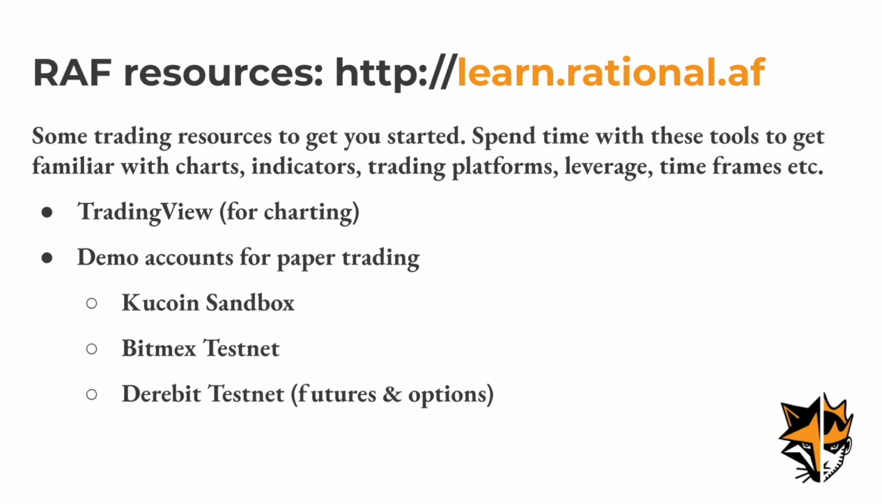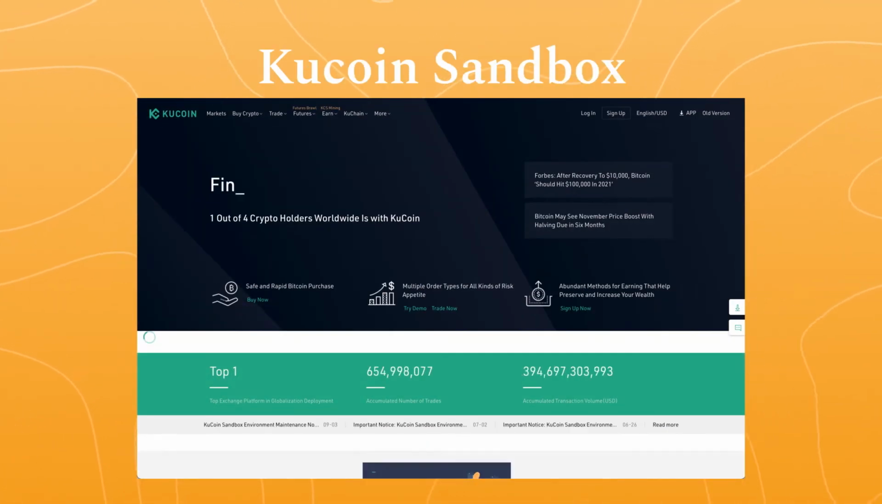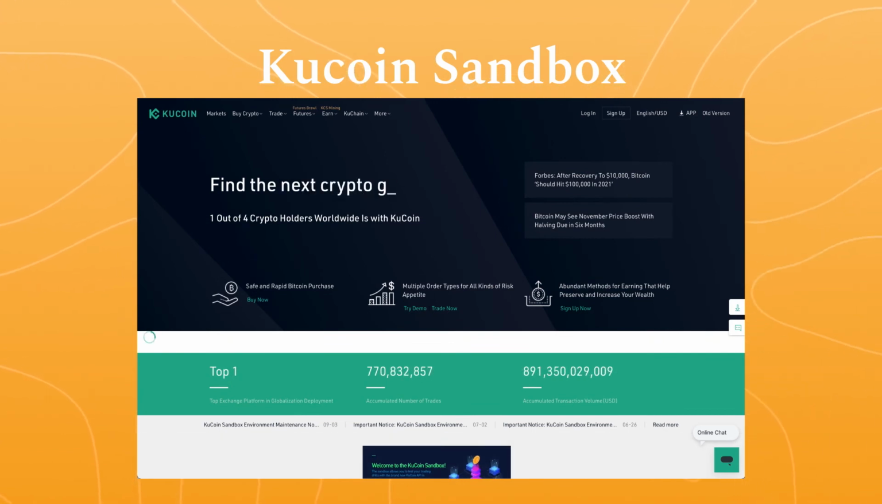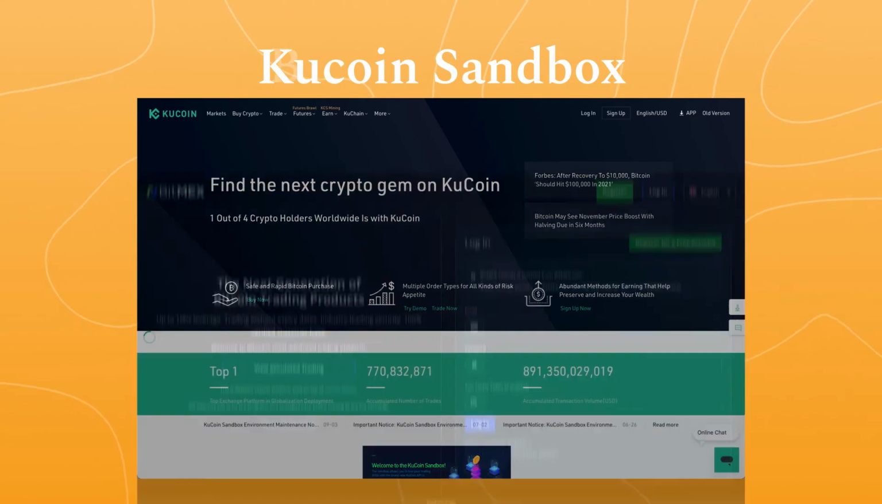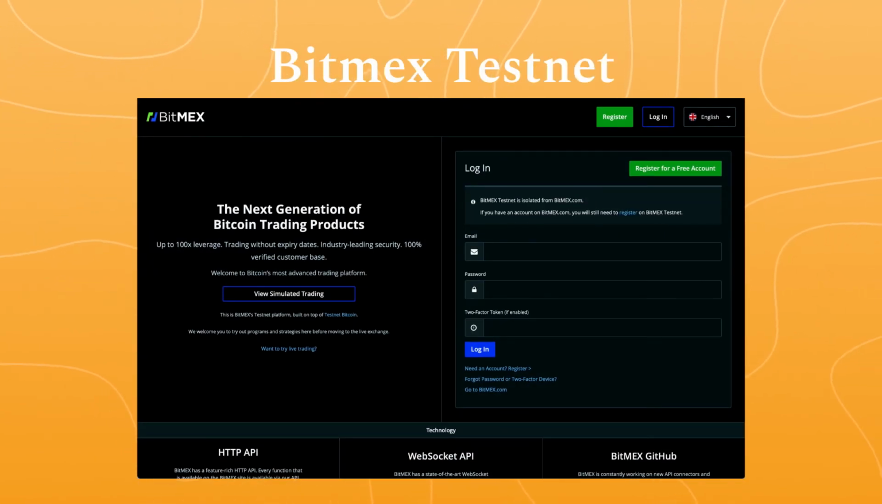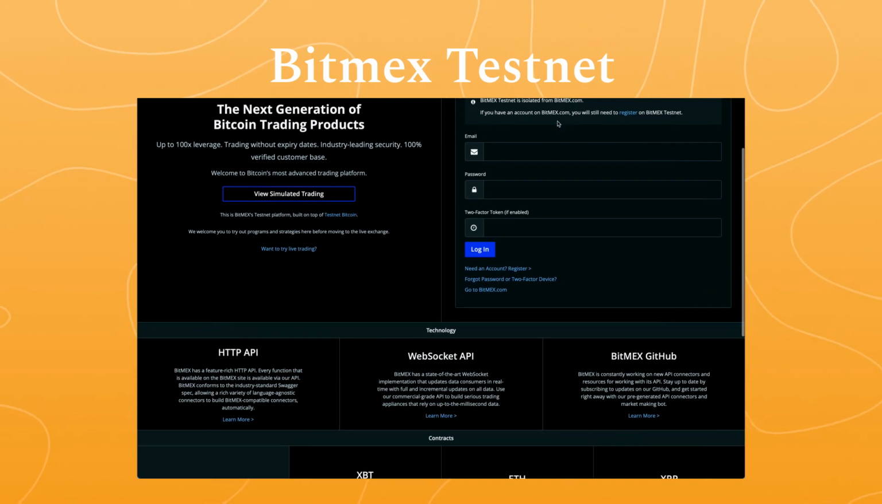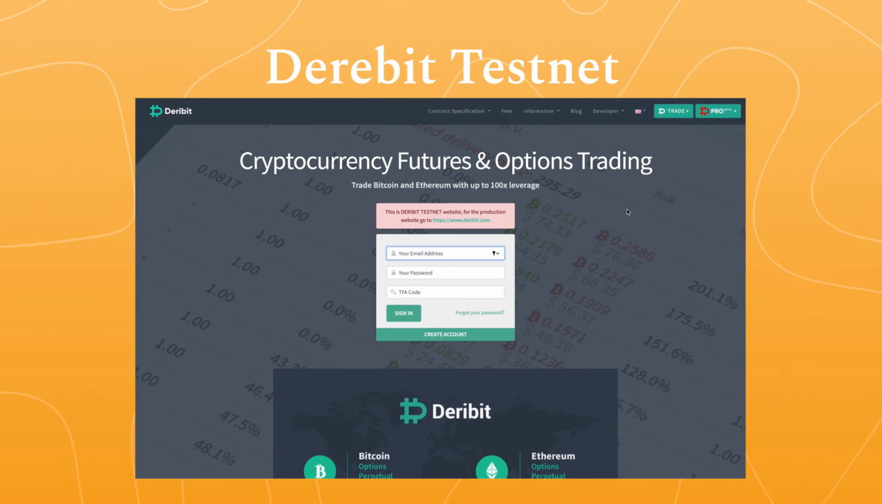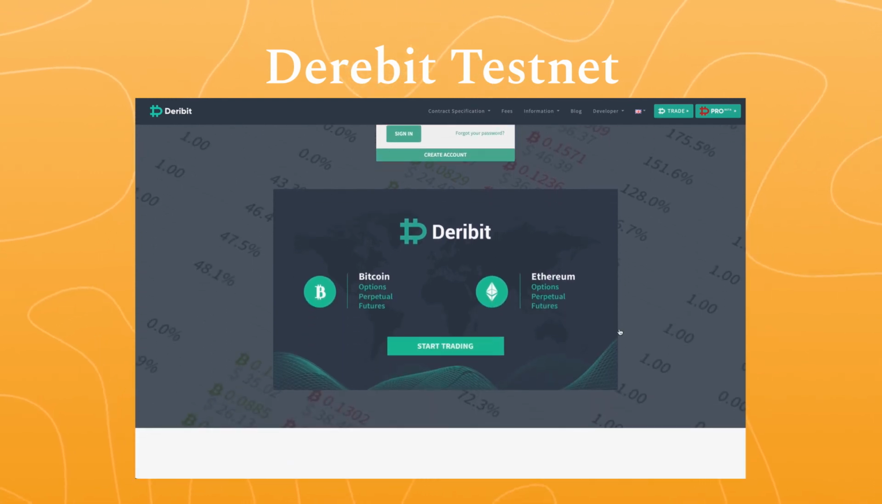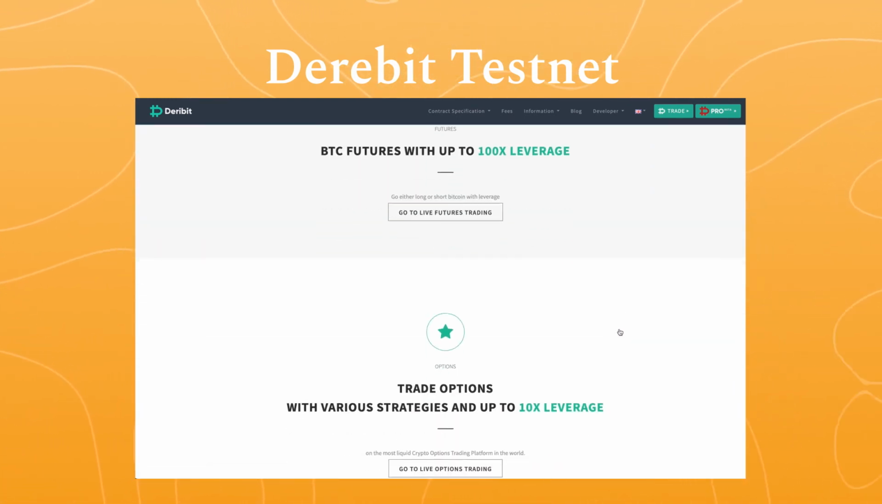And then secondly, you want to get a demo account for paper trading. Paper trading just means you are implementing a fake trade using fake money, and you're able to use the real platform without putting any actual money on the line. So just a couple that I have listed here. There are a ton of these out there, but if you go to learn.rational.af, you can find these links and you can set one up for yourself.